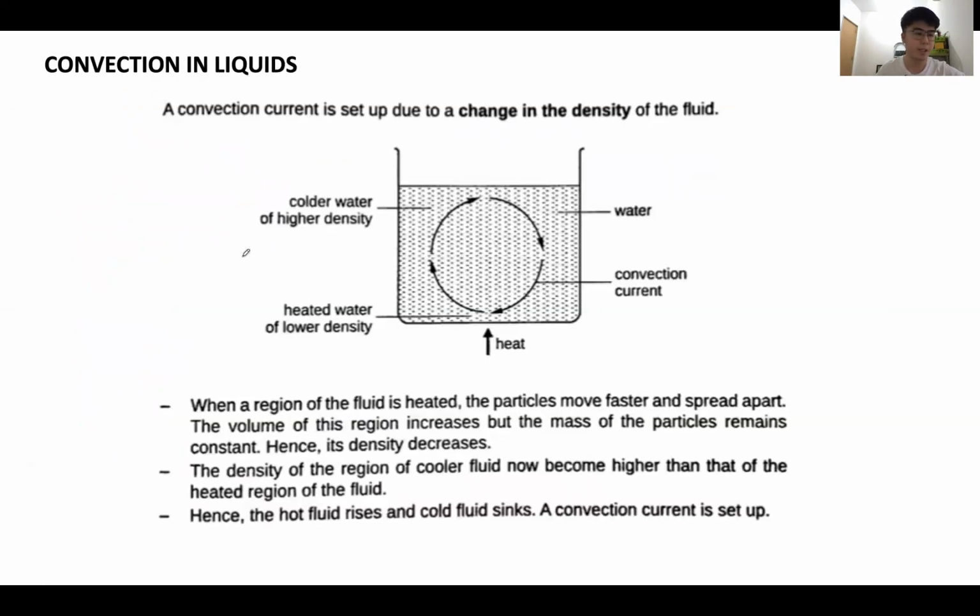Okay, next one is convection. Convection happens in fluids, so a medium that can move. Medium where the particle on top and the bottom.